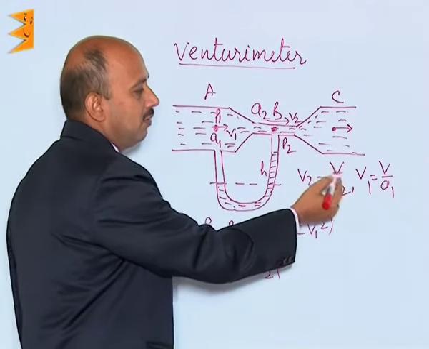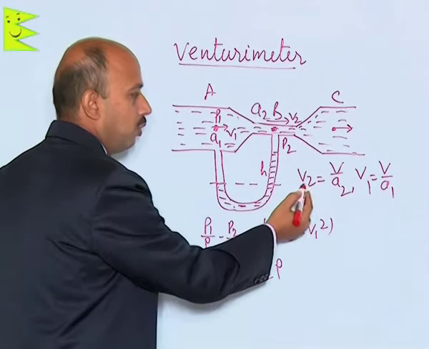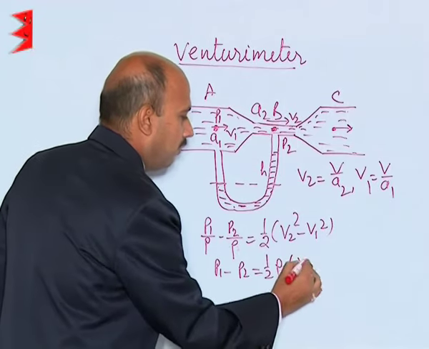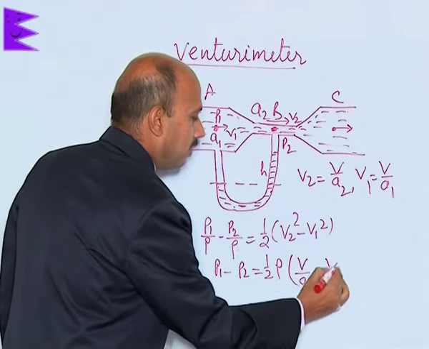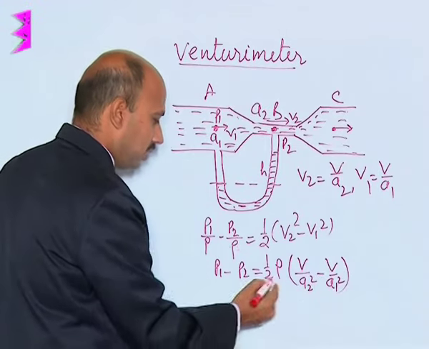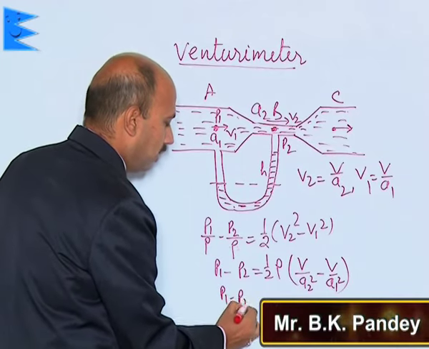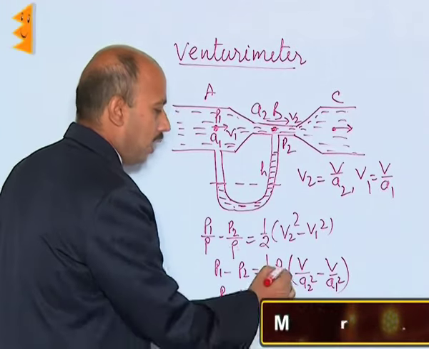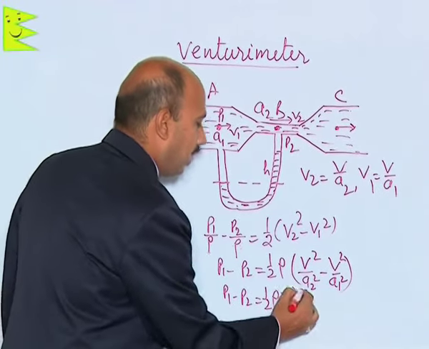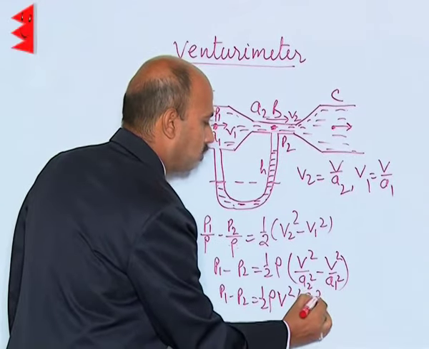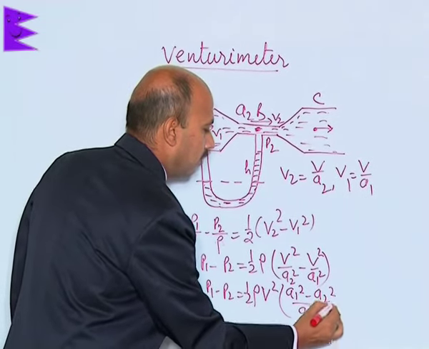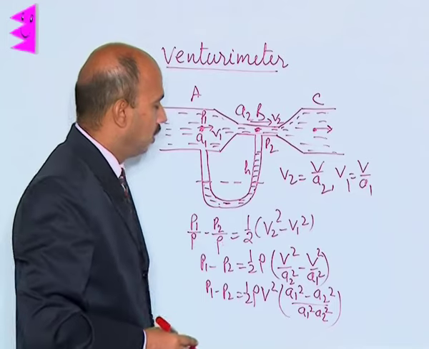Here the capital V is the rate of flow of liquid. So we can put the values of V1 and V2 over here. So we will be getting V upon A2 square minus V upon A1 square. Now we can solve it further. P1 minus P2 is equal to half rho V square, taking V square common, into A1 square minus A2 square divided by A1 square A2 square. This is the equation now.